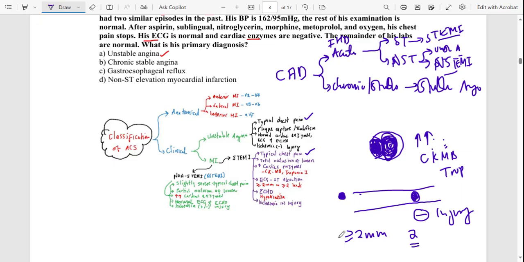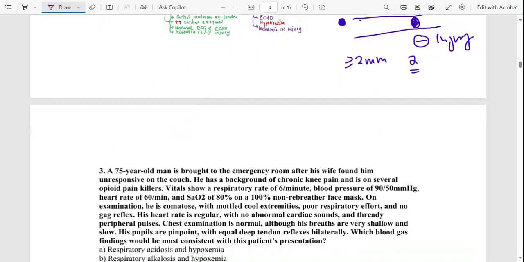Echo is also going to be abnormal. It's actually going to show what we call hypokinesia, like slow movement. And then here there is ischemia. At the same time, there's also injury to the muscles. Okay, so those are the three diseases in acute coronary artery syndromes or ischemic heart disease.